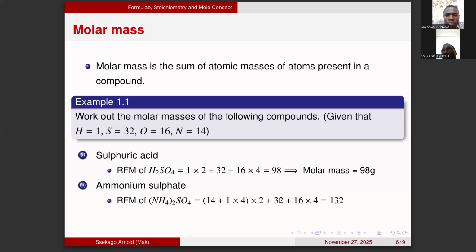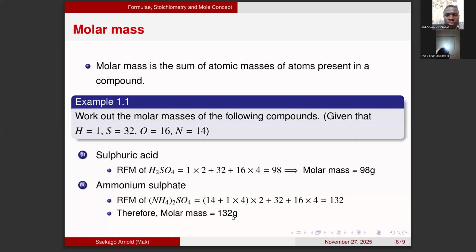Then next we have capital S, which is 32 from the information given in the bracket. Then capital O is 16, but there are 4 of them, so times 4. Summing all these things up, we get 132 as the RFM. If I want the molar mass, I add the G. Therefore, the molar mass is 132 grams. Basically, those are the few examples that I can give on calculating molar mass. Hope that is clear to you.